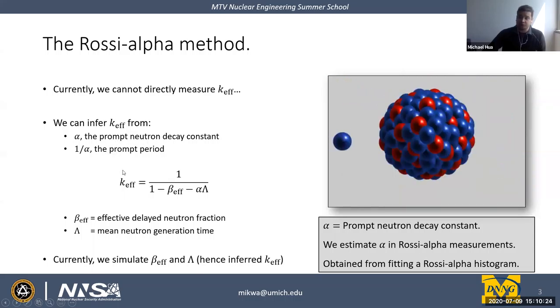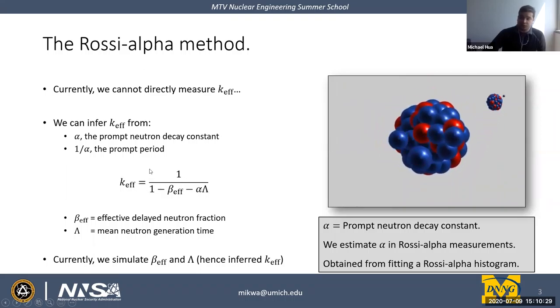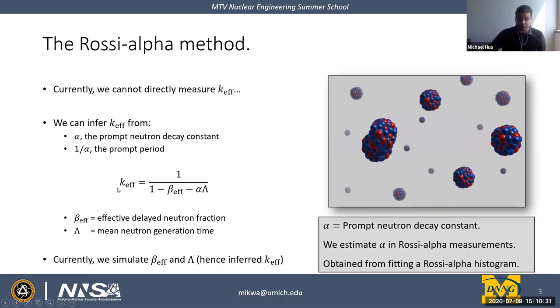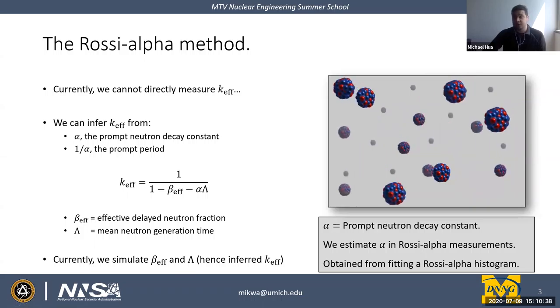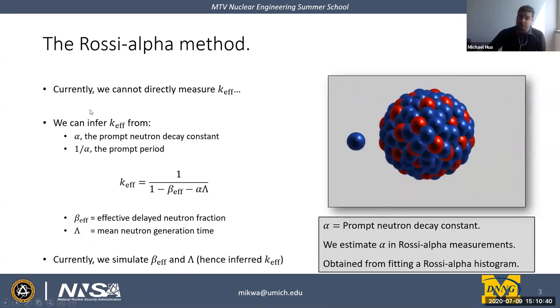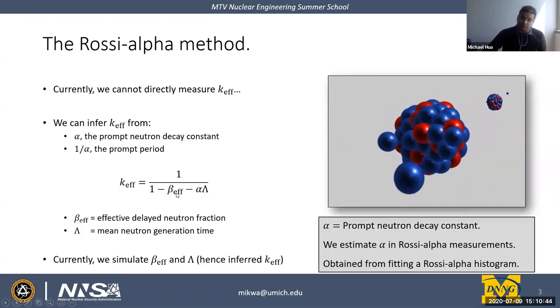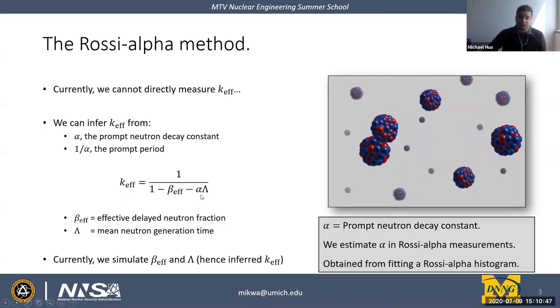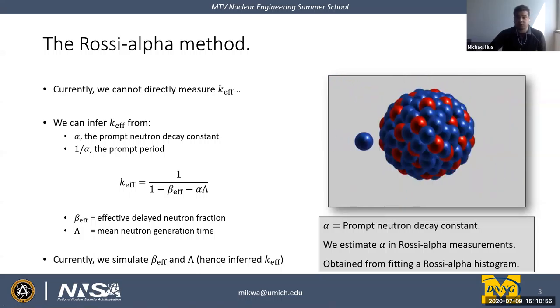And the relationship between K-effective and alpha is in this equation, where you plug in alpha and you calculate K-effective. There are two other variables here: beta-effective, which is the effective delayed neutron fraction, and lambda, the mean neutron generation time. Now, the reason that we say we infer K-effective and not that we measure K-effective is that we're not measuring beta-effective and we're not measuring lambda. So we either have to grab those values from reference, more commonly we have to simulate it, or we have to perform multiple measurements where we can tease those parameters out.